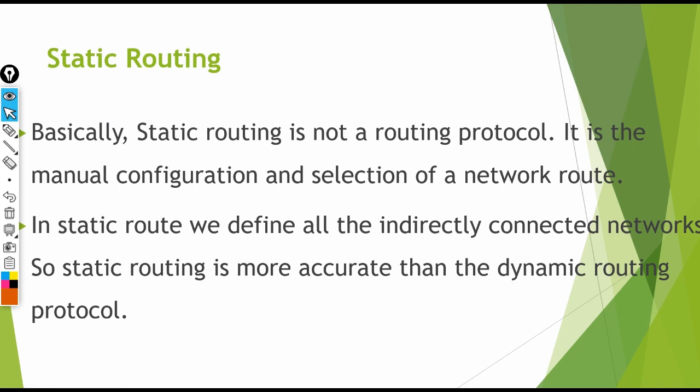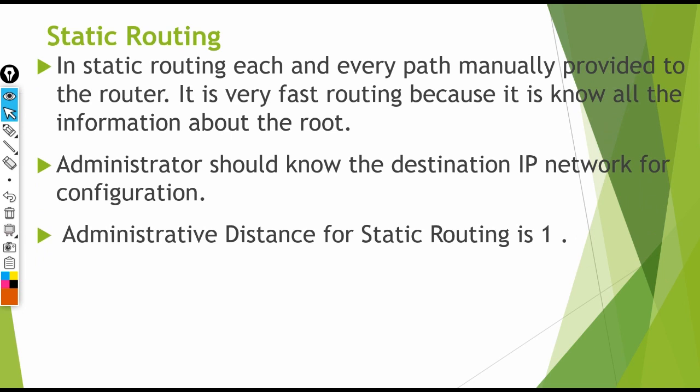Okay, routing tables. Now see, a couple more points. As we discussed, in static routing, each and every path is manually provided to the routers by the administrator, so it is very fast because it knows all the destination information in the routing table by default. It's very fast. Make sure, this is a very important and common point: administrators should know the destination IP address networks for the configurations. For example, if you are the administrator, you must know the destination network, then only can you configure the static routing. It is important.